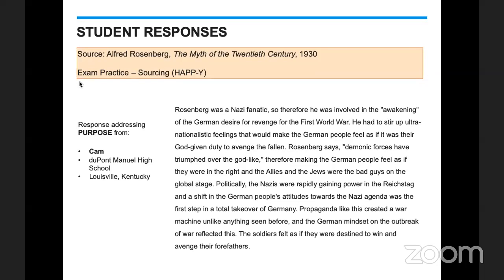Politically, the Nazis were rapidly gaining power in the Reichstag, and a shift in the German people's attitudes towards the Nazi agenda was the first step in a total takeover of Germany. Propaganda, I love that you just named it right there, Cam.